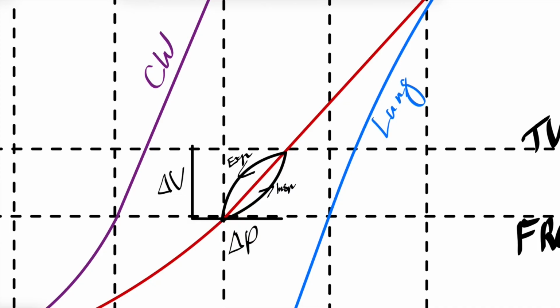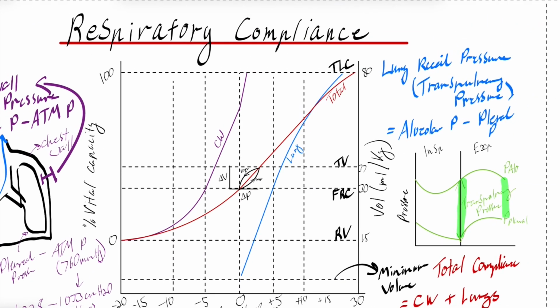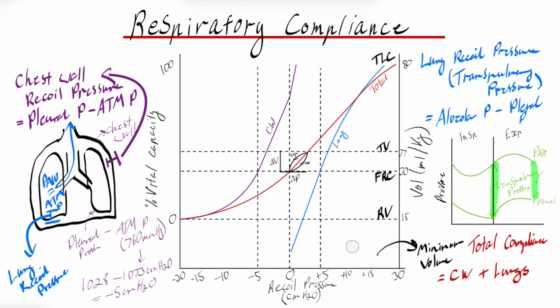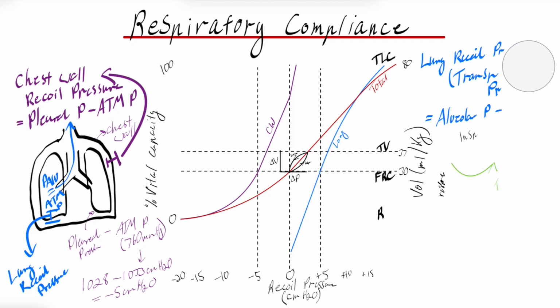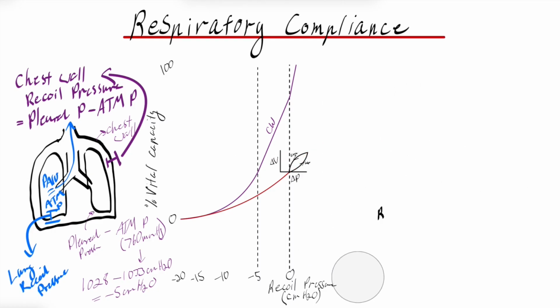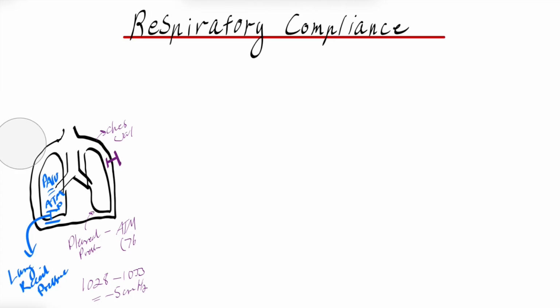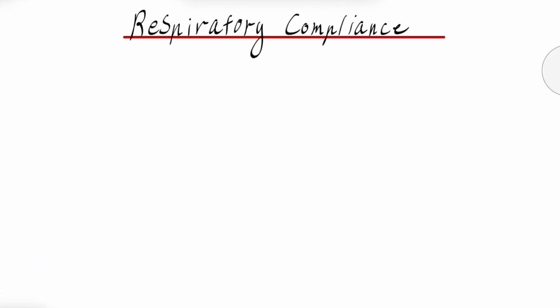So that brings us to the end of this video. We talked about compliance and the fact that it's your volume change divided by your pressure change. And high compliance means that you can increase the volume for lower pressures, and lower compliance means that it takes more pressure to get the same amount of volume. This also helps us explain hysteresis as well, and time constants within the lungs that affect your dynamic compliance, while static compliance is when there's no airflow. So hopefully that makes respiratory compliance much clearer.